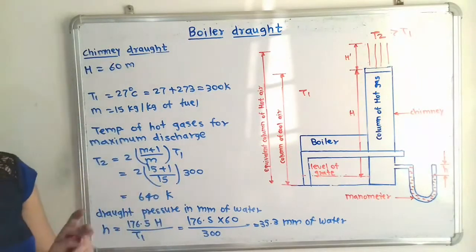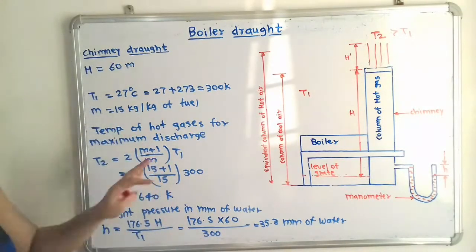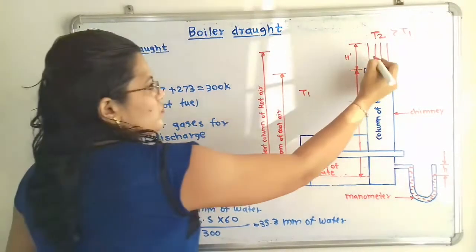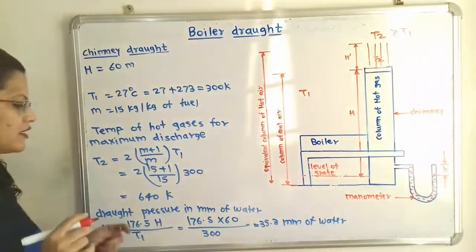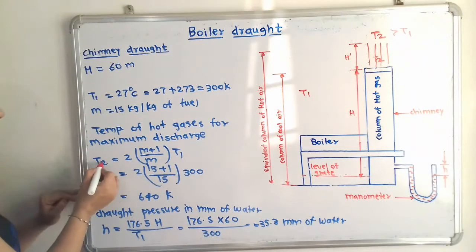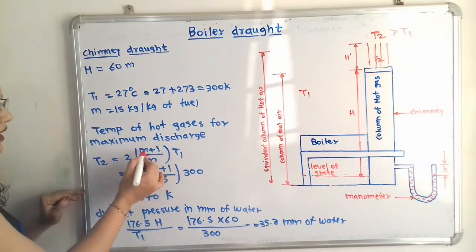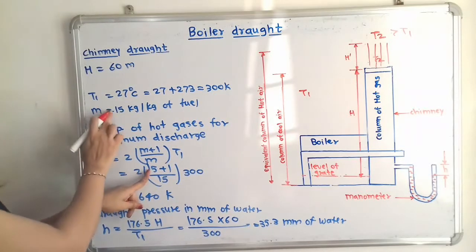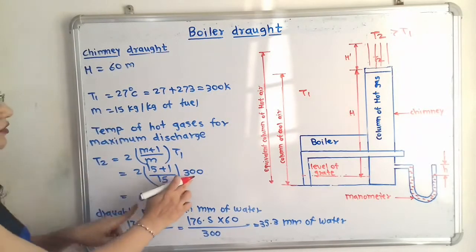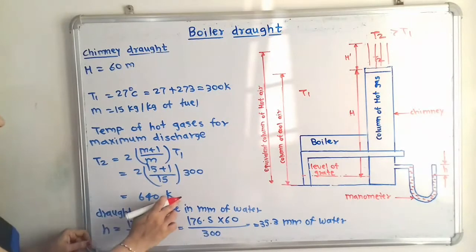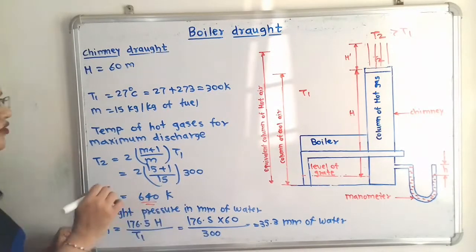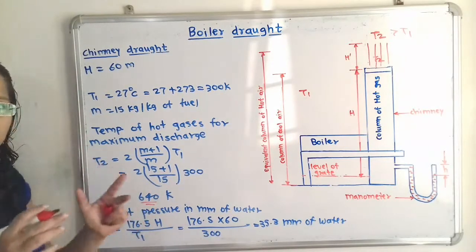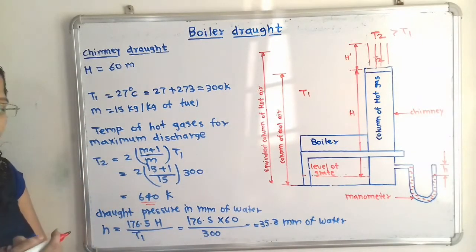Now we will find out for the condition of maximum discharge what is the temperature of hot gases. So temperature T2 for these hot gases we have to find out. So here is the formula. T2 is equal to 2 into (m plus 1 by m) into T1. So 2 into (15 plus 1 by 15) into 300, that is 640 Kelvin. So this temperature of hot flue gases should be equal to 640 Kelvin for the maximum discharge to the chimney.